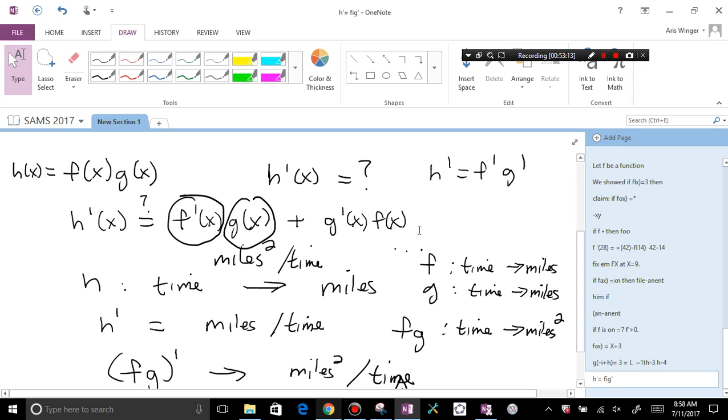Please. How do you put the units for fg prime? Oh, good. So fg takes time to miles squared, because f takes time to miles, g takes time to miles, and so f and g have the same domain, and so f times g is going to have the same domain. But then if I take miles times miles, it's miles squared. Is that okay? Yeah. And so that's the domain of fg, and this is the range. And therefore the derivative is always the range per the domain.